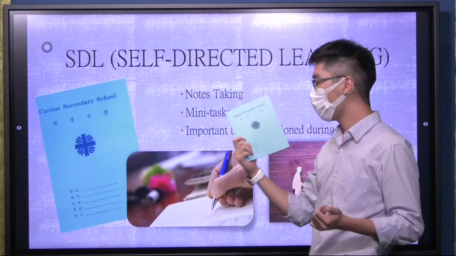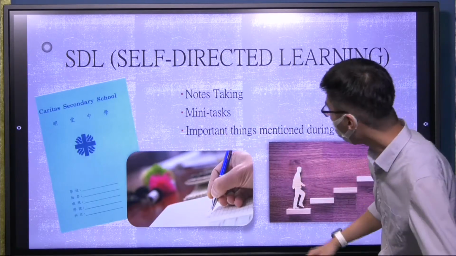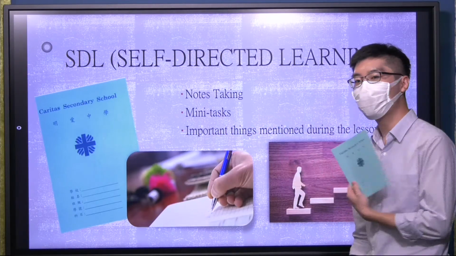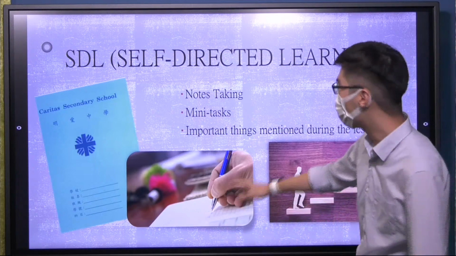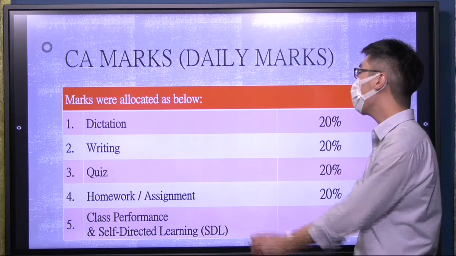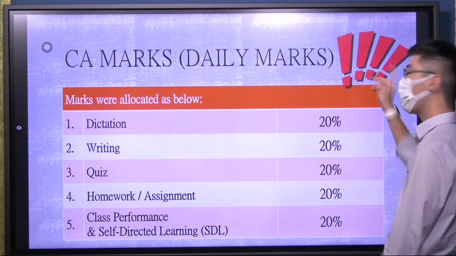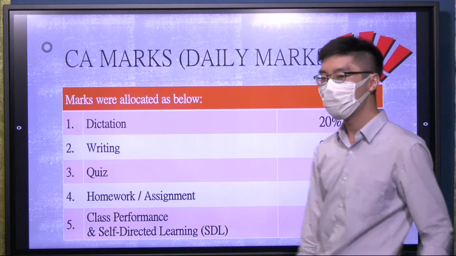Okay, so please check it out and then write down some notes for today. It will also count as your daily mark. Now I will explain the daily mark for you. For example, the CA mark, we call it the daily mark. Okay, it is very, very, very important, so I say it three times.